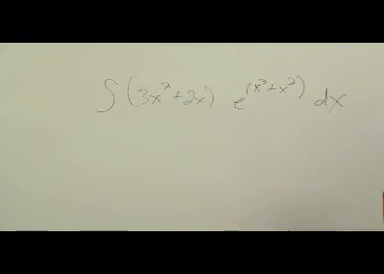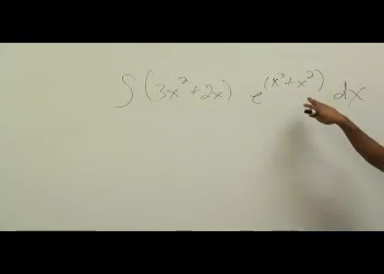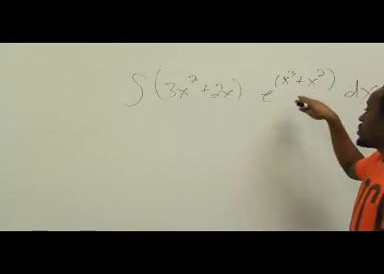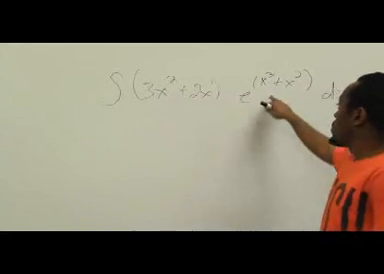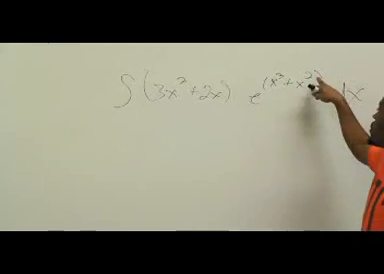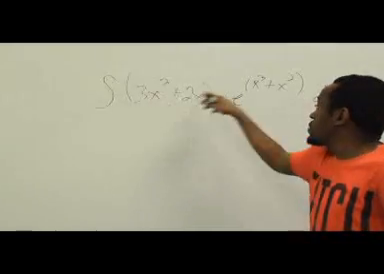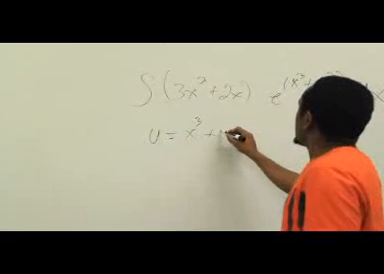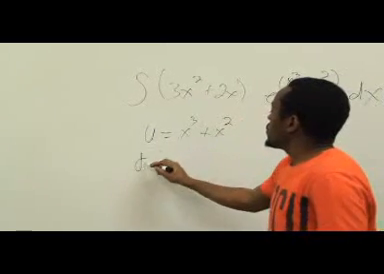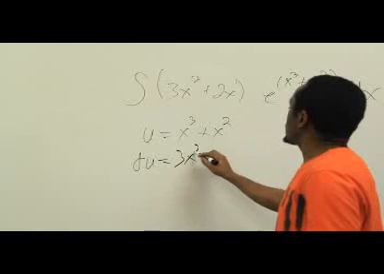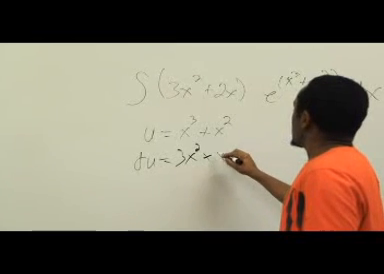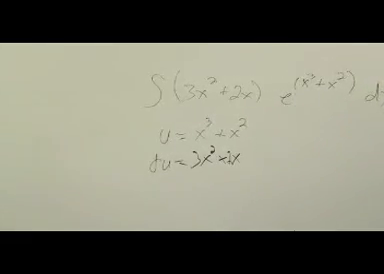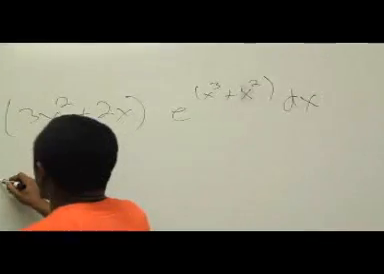Okay, with u substitution, you will know when to use it when you see one function is the derivative of another function. And we will use u as the function that's the u in the du. So if you see x cubed and x squared, 2x and 3x squared is the derivative of this. So we have u equals x cubed plus x squared, du equals (3x squared plus 2x) dx.